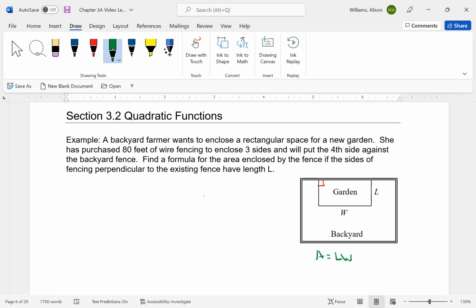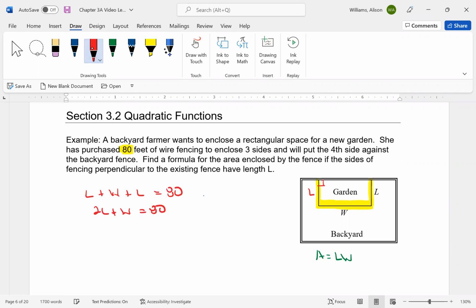So here's what we're going to do. The other piece of information they gave us was that she has 80 feet of fencing that she's going to use. So that would mean that this fencing here, around this perimeter, is going to be 80 feet total. So this happens to be length L as well, which means that L plus W plus L is going to equal 80, or 2L plus W equals 80.